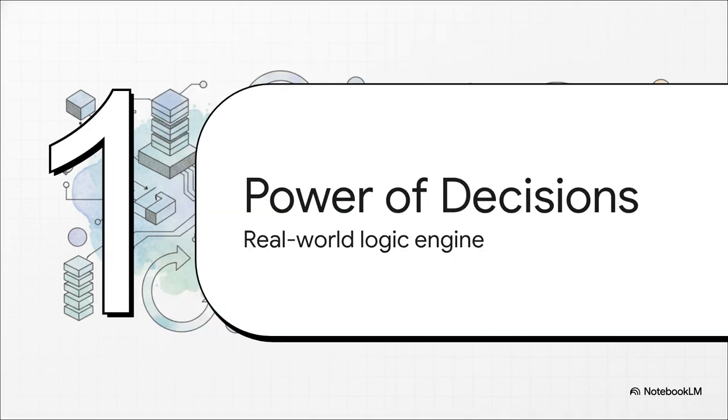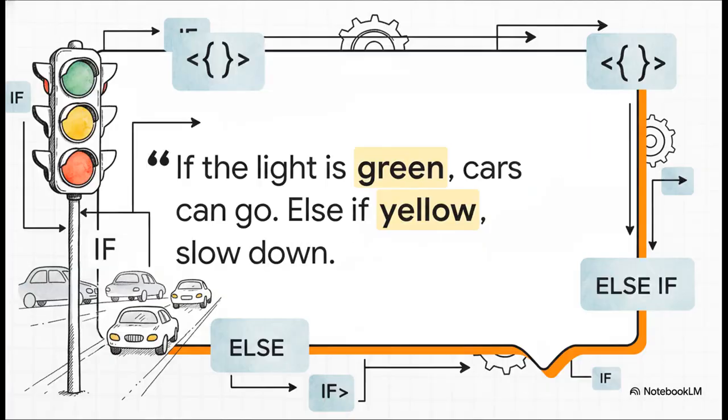Section 1. The Power of Decisions, the Engine of Real-World Logic. Think about what a program would be without decision-making logic. It would just blindly do the exact same thing every single time you ran it. To fix that, we use the if-else statement. Think about a basic traffic intersection. If the light is green, cars can go. Else, if the light is yellow, slow down. Else, stop. Standard if-else logic is just incredibly elegant because it perfectly mirrors human decision-making right into machine execution.